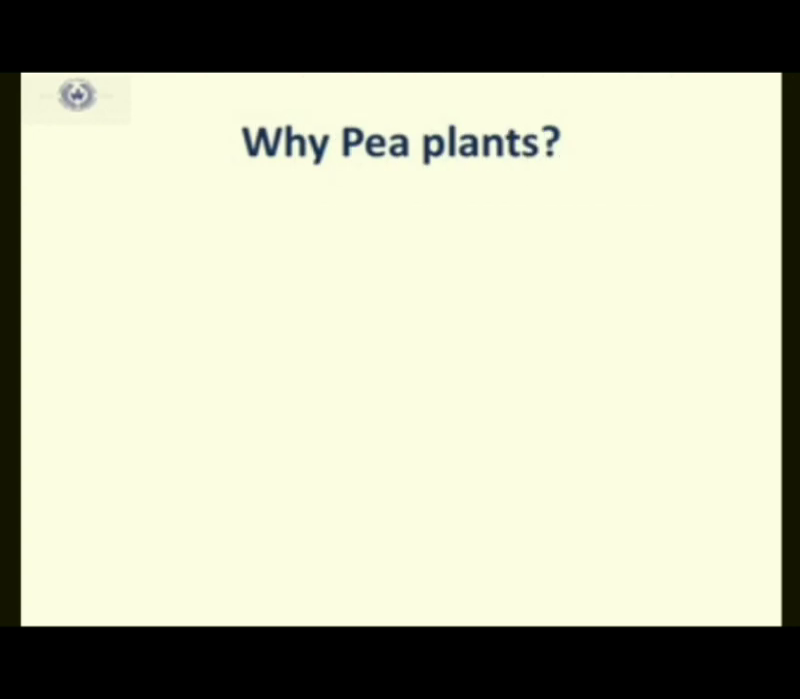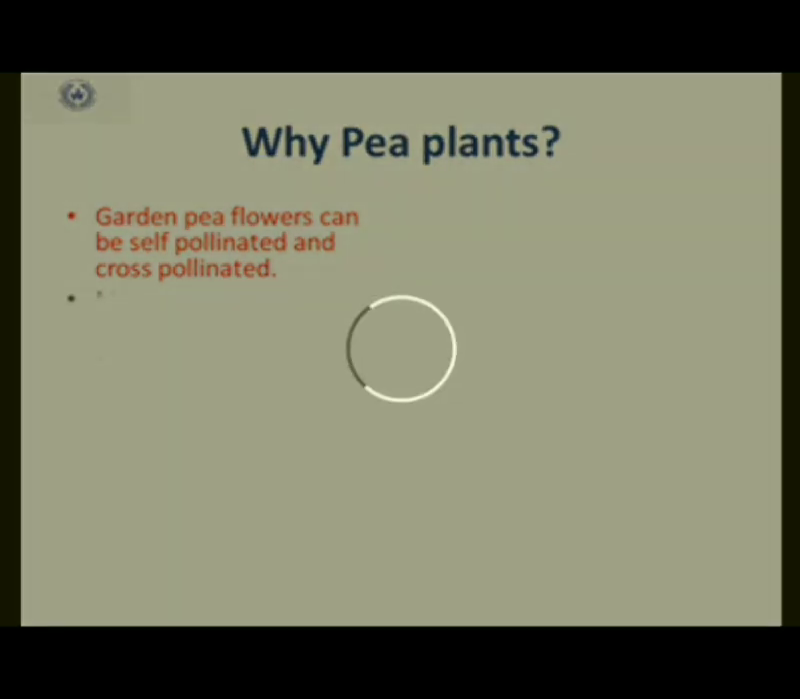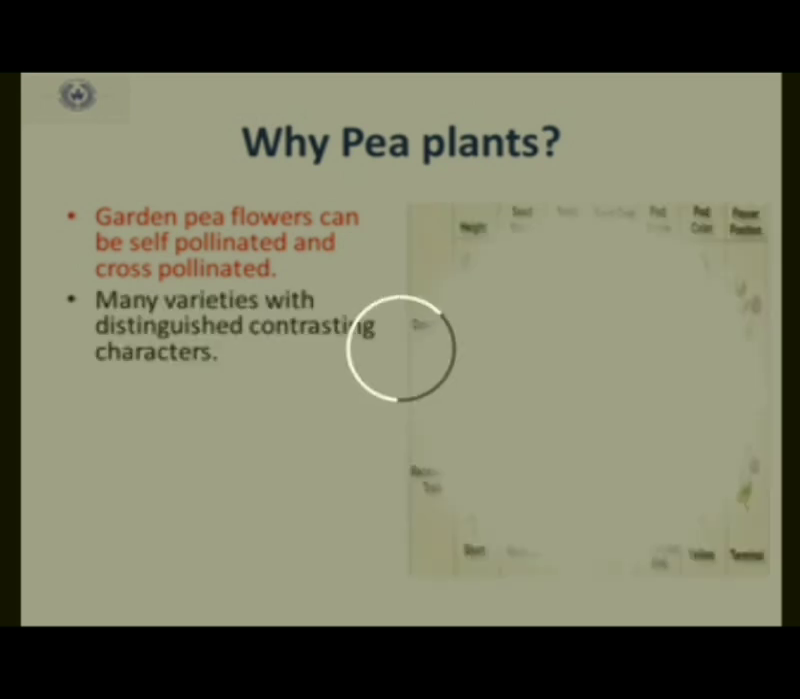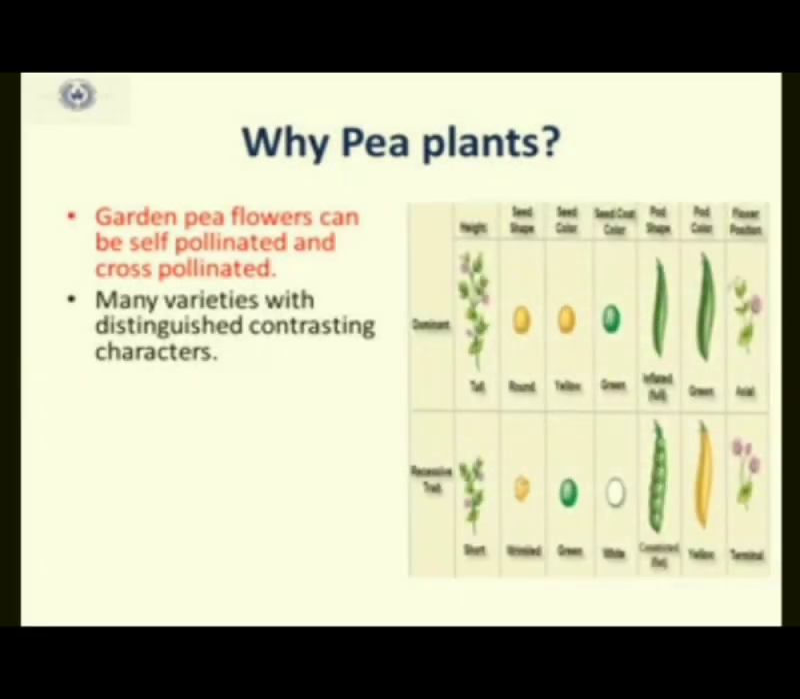Mendel had chosen the pea plants for his experiments. Is there any particular reason for that? Definitely, there are quite a few reasons for that. The pea plants have certain distinguishing features. Let us look into that. They can be pollinated by both the ways of pollination, that is self-pollination and cross-pollination. Even they have many visible contrasting characters that made Mendel's studies much easier.